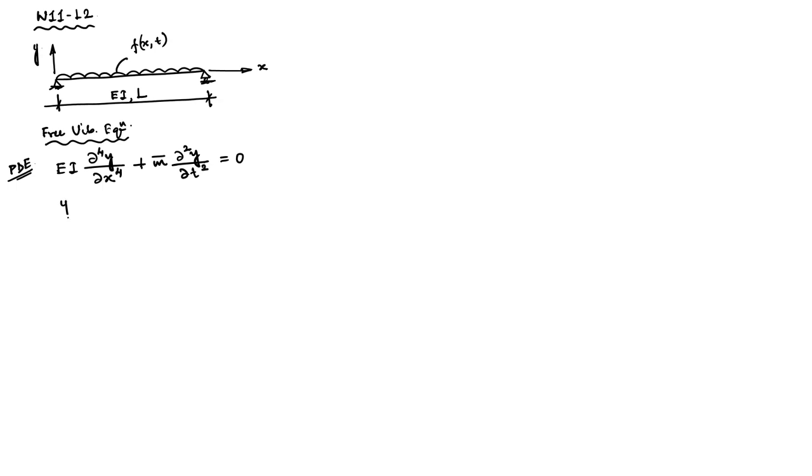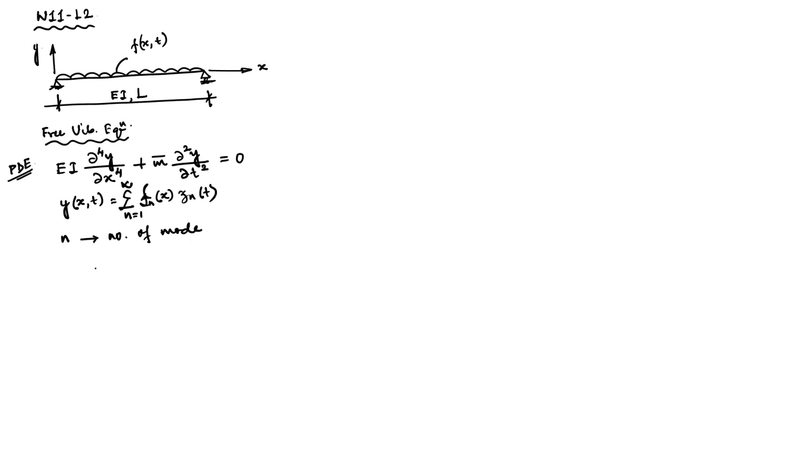So, what we proposed is y of x comma t is equal to phi n of x, z n of t, and then we sum over all n. So, n is the number of mode. Obviously, n ranges from 1 to infinity. So, we have the possibility of an infinite number of modes.